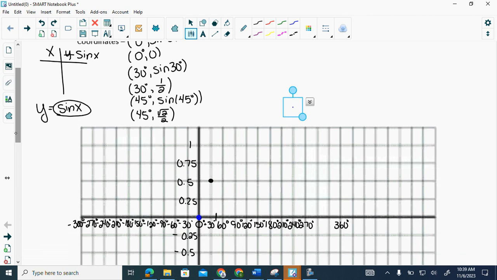So 45 falls right in the middle. So I go to there and 0.707. So I'm going to go to 45 and then 0.7, approximately there. Like I'm really just guessing. Okay? Then I go to 60 next.